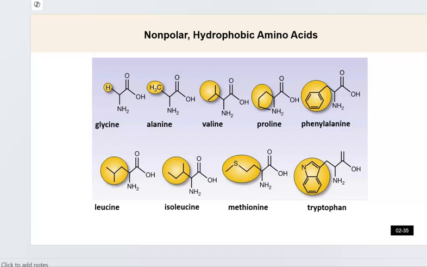Then you have your tryptophan and your phenylalanine, and these are also called aromatic amino acids because they contain aromatic rings. Tryptophan is made of 2 ring structures that contain a single nitrogen. So in essence, if someone asks you to give examples of nonpolar hydrophobic amino acids, you can pick from these on the screen here.